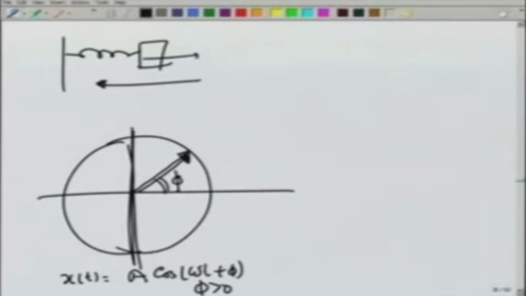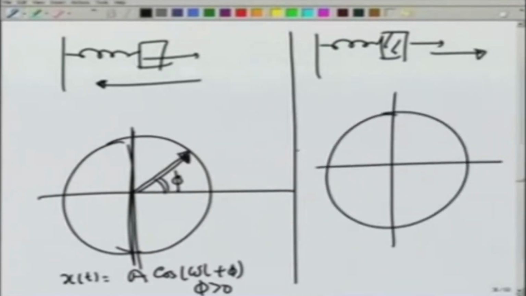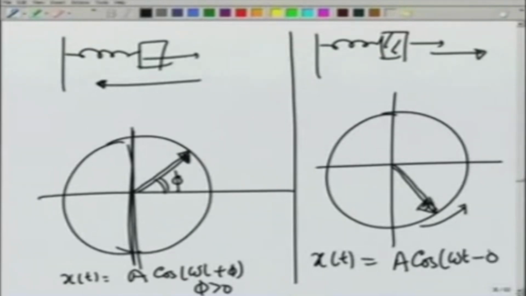than 0. On the other hand, if we took this spring mass system, stretched it a bit and then gave it a velocity to the right, the particle is moving to the right and it is displaced in the right direction, it will be somewhere here and would be moving like this. x(t) would be a cosine of omega t minus phi, with this angle being phi. So this is a way of representing the displacement in a phasor or vector way.